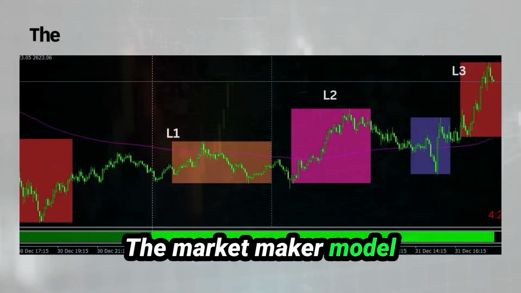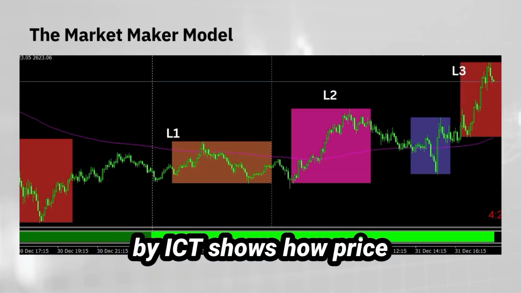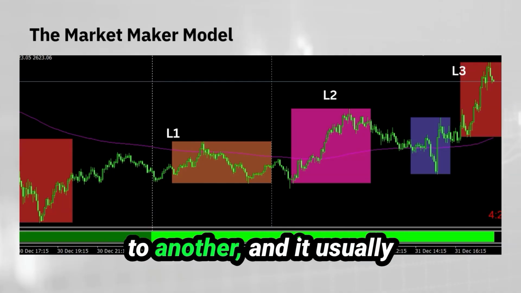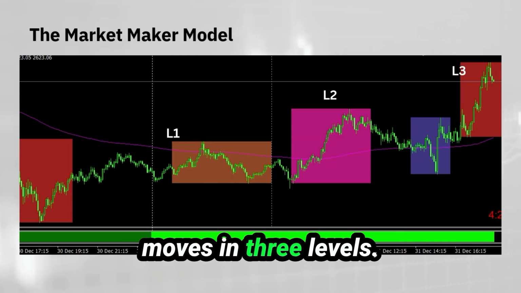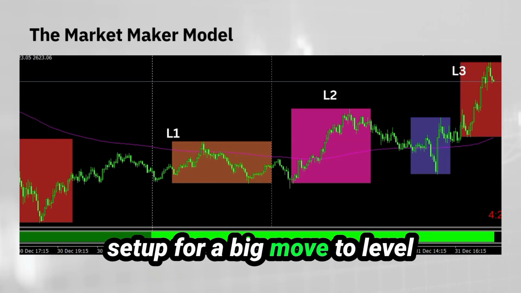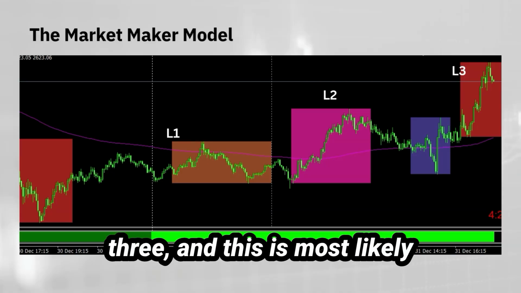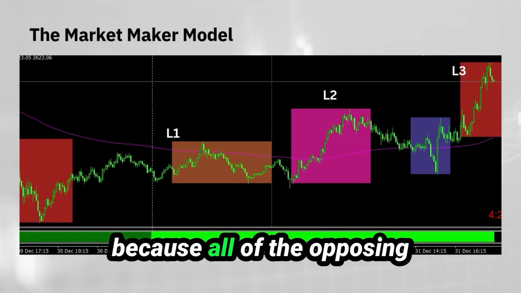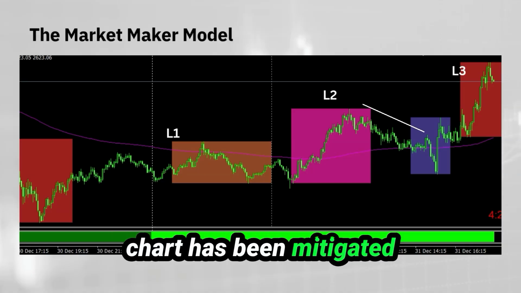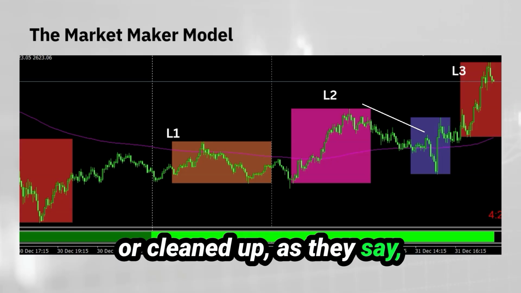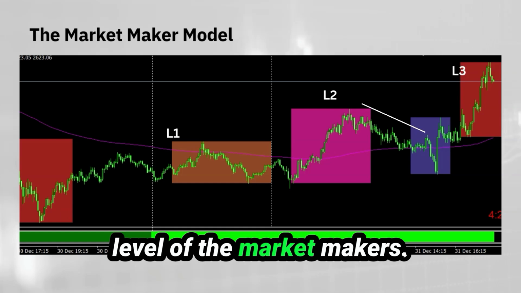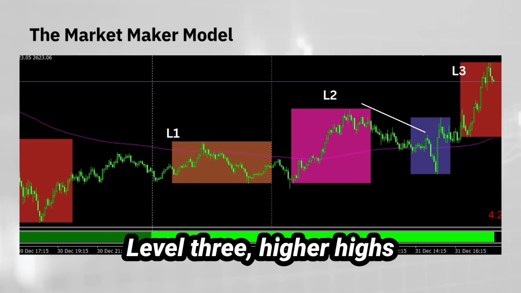The market maker model by ICT shows how price action moves from one level to another, and it usually moves in 3 levels. Level 2 is usually the setup for a big move to level 3. This is most likely because all of the opposing price action to the left of the chart has been mitigated or cleaned up, as they say, and it is usually a clear shot to the intended price level of the market maker's level 3.